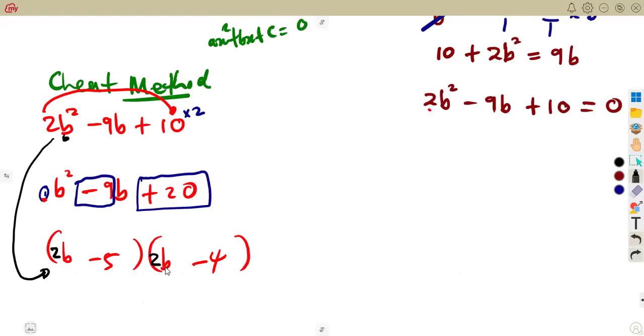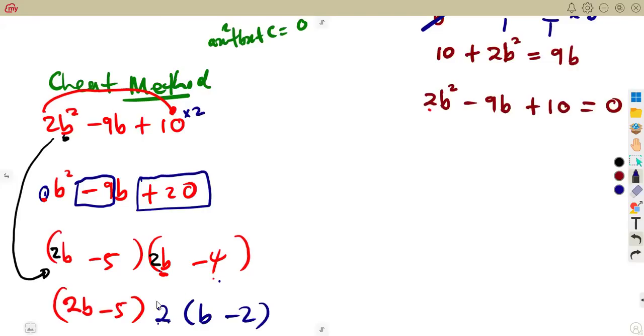Where possible, factorize in these 2 brackets. The first bracket, nothing is common, so it's going to be 2b minus 5. The second bracket, 2 is common: 2b minus 4. So I can factor out 2. I will remain with what? 2b divided by 2, that's b minus 4, and 2 will be minus 2.